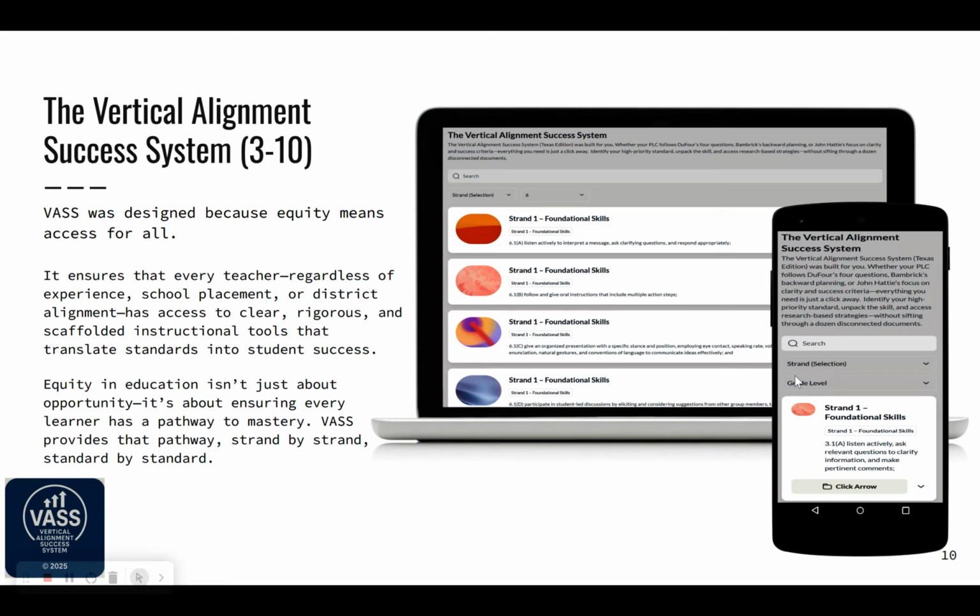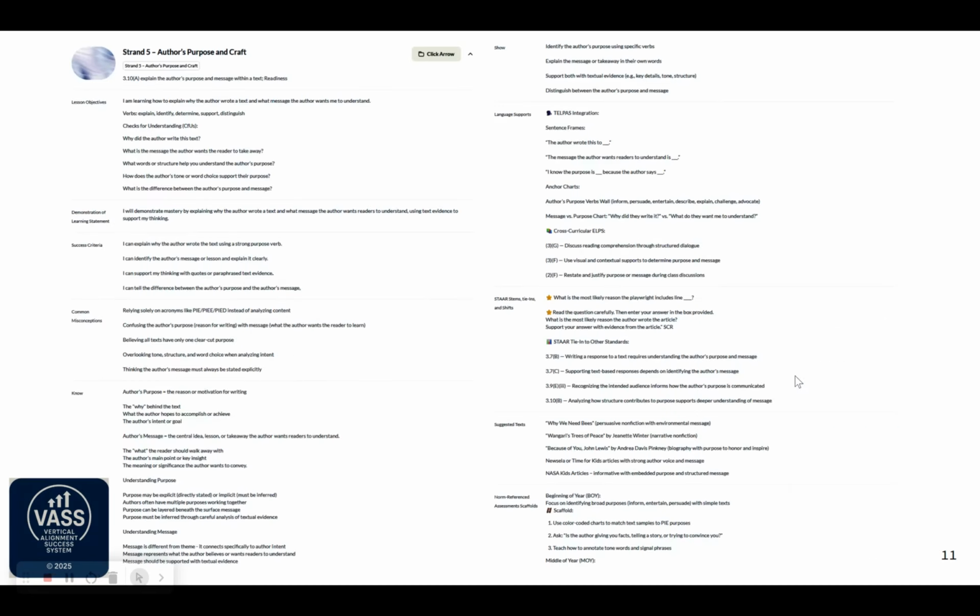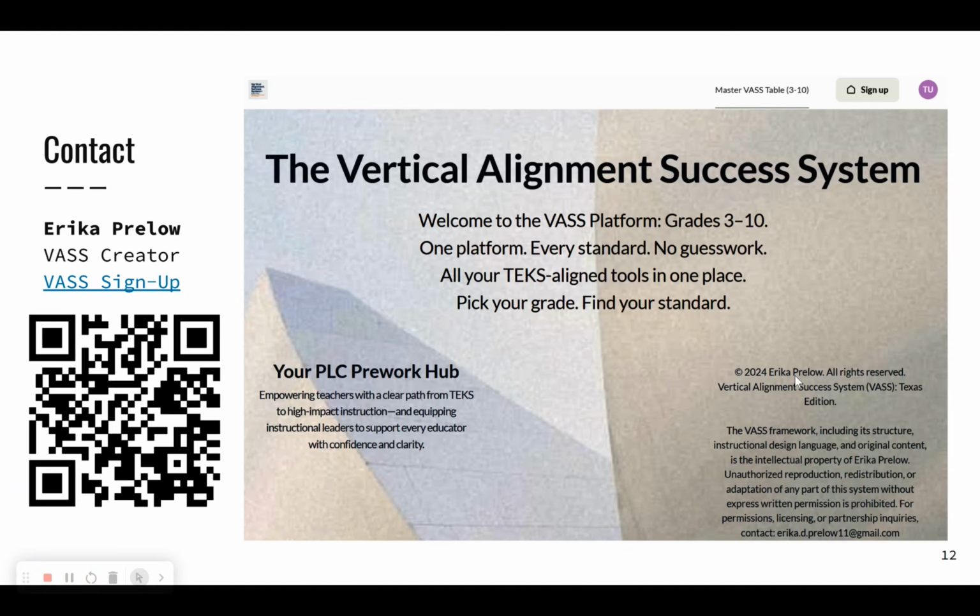Let's say now you're moving to a 7th grade class and you want to check for alignment. It gives you that same process and you don't have to sift through a lot of things. It's right at your fingertips, so you can check for alignment right there. And so that leaves me here.